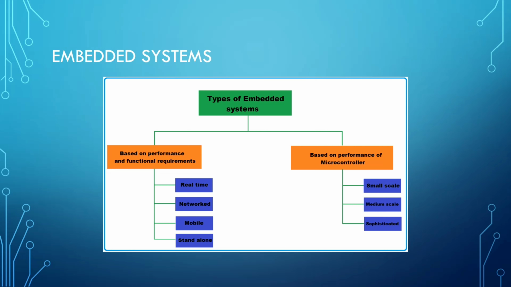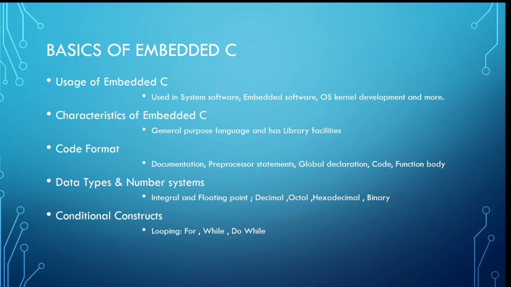Basically there are two main types of embedded systems. One is classified based on performance and functional requirements, and another one is classified based on performance of microcontroller. Based on functional requirements, it is classified into four types: real-time, networked, mobile and standalone. And based on performance of microcontroller, it is classified into three types: small scale, medium scale and sophisticated.